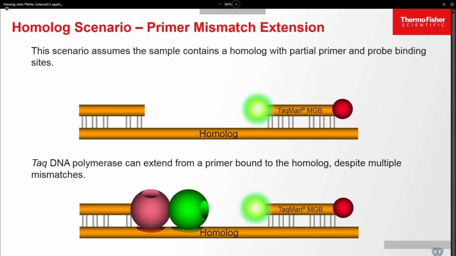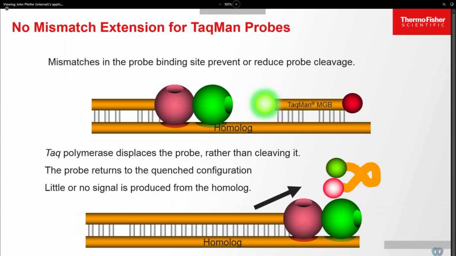Now the question is, can Taq do the same thing to a probe? The answer? No. Why? Because the 3' end of the probe is blocked by the quencher. Well, that's good news for all of us, because that means whatever those mismatches are in the probe binding site, they're going to have their impact. Taq can't mitigate that. So what happens?